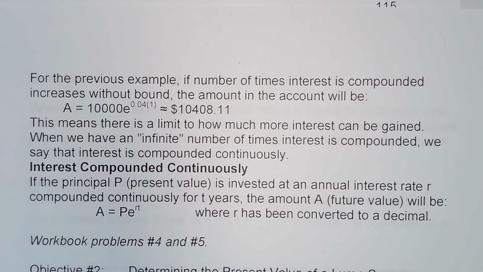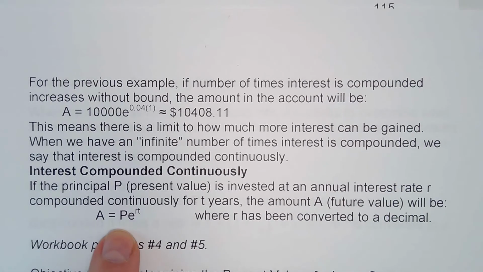Now, when we have an infinite number of times interest is compounded, we say that the interest is compounded continuously. So for interest compounded continuously, if P, the principal, our present value, is invested at an annual interest rate r, compounded continuously for t years, the amount A, the future value, will be A equals P e to the rt, where r has been converted to a decimal.